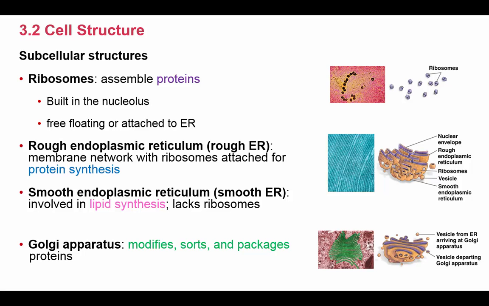Some other subcellular structures that we see on page 61 include ribosomes. Ribosomes, we know, assemble proteins, or they build proteins. Ribosomes are made in the nucleolus. If you remember, that's found inside of the nucleus. And once they're made, they're found in two locations of the cell. Ribosomes can be found free-floating throughout the cytoplasm or attached to a region of the ER.